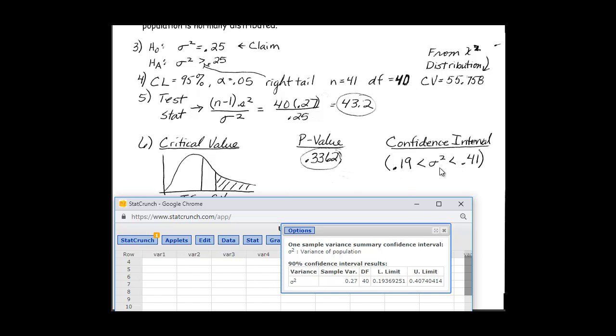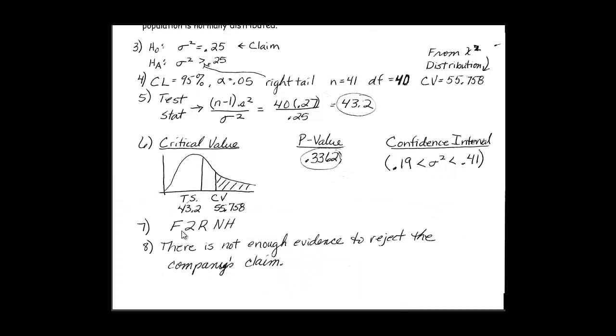So in other words, what we're saying there is that the true population variance, based on this survey or sample, should fall somewhere between 0.19 and 0.41. And we look at the population variance that we're testing, 0.25, which falls smack in the middle of that. So there is no way we can reject the null hypothesis when the null hypothesis parameter falls in our confidence interval. So all three of these methods support that we will fail to reject the null hypothesis. There is not enough evidence to reject the company's claim.